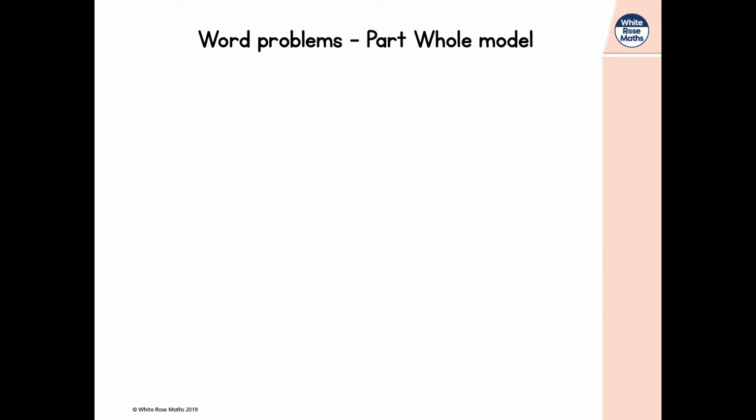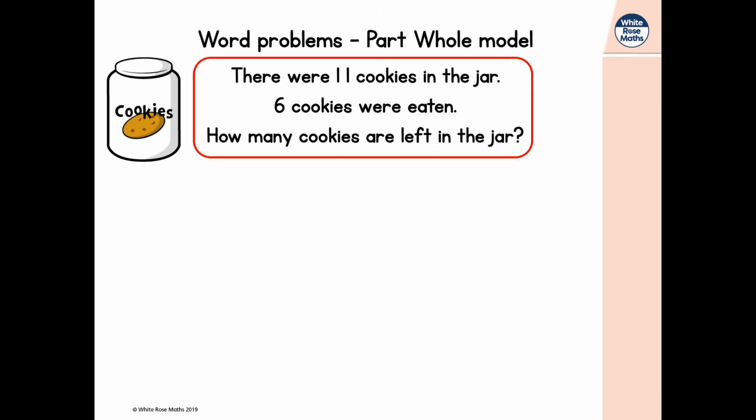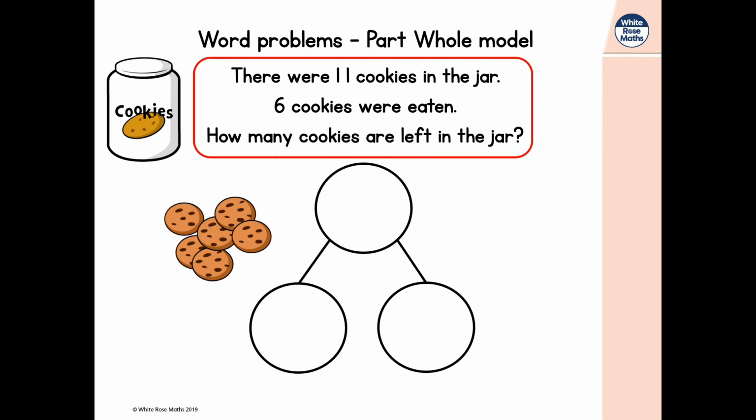Now we're going to look at a word problem, but this time we're going to use a part-whole model. Here's the story problem. There were 11 cookies in the jar. 6 cookies were eaten. How many cookies are left in the jar? Remember, this time we're going to do a part-whole model. In the beginning, altogether, there were 11 cookies in the jar. Do you know where we'd put the number 11 in our part-whole model? Did you think to put it in the whole? Exactly. That's how many there were altogether to begin with.